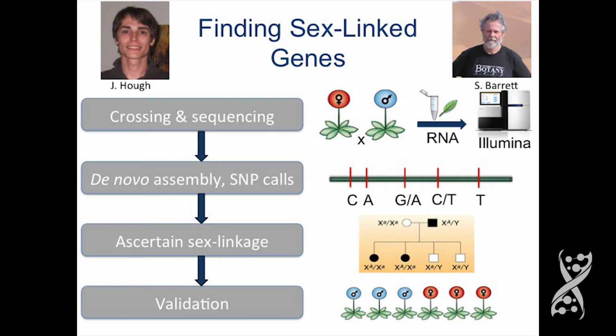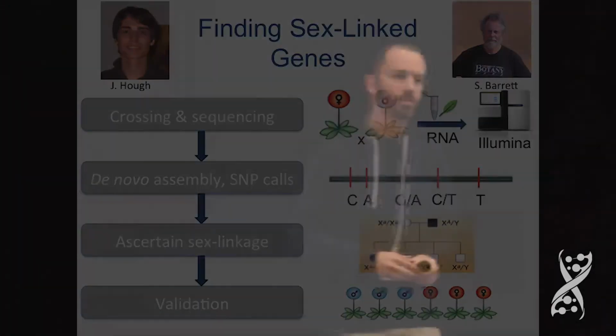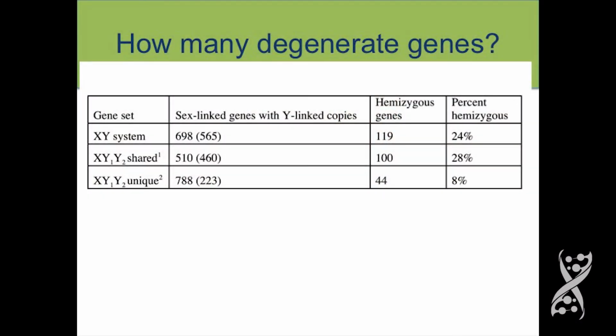So he did a cross, and we sequenced at the transcriptome level a number of males and females. And currently, we're doing genomic work along similar lines, looking at segregation patterns to identify both sex-linked genes where there's an X and Y copy, as well as hemizygous genes. And so in the XY race in that system, Josh found, for example, in the brackets, it depends on your level of stringency for what you're calling sex-linked genes, but about 700 sex-linked genes with Y copies and about 119 genes that showed hemizygous segregation patterns.